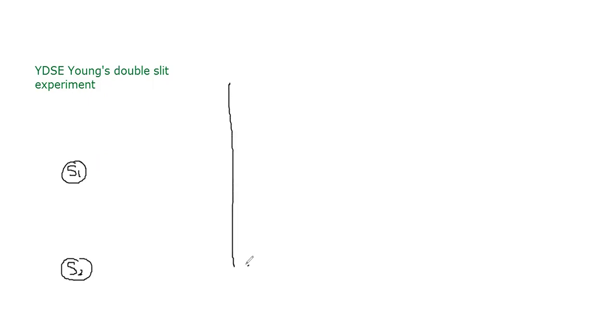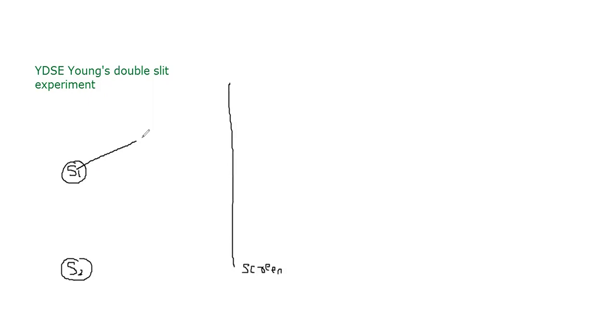So YDSE, it is a Young's double slit experiment. It is one of the very simple and important experiments. So class, pay careful attention. S1 is a slit, that is a small opening. S2 is a slit, and it is the screen.